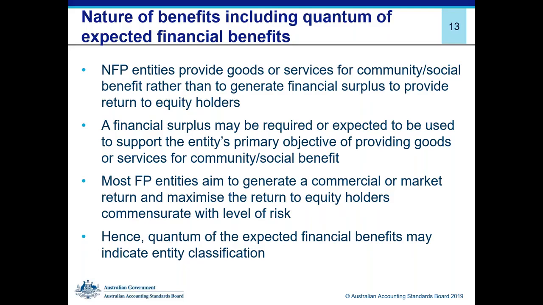By contrast, most for-profit entities aim to generate a commercial or market return and maximize the return to equity holders commensurate with the level of risk. And therefore, the quantum of the expected financial benefits may indicate entity classification.